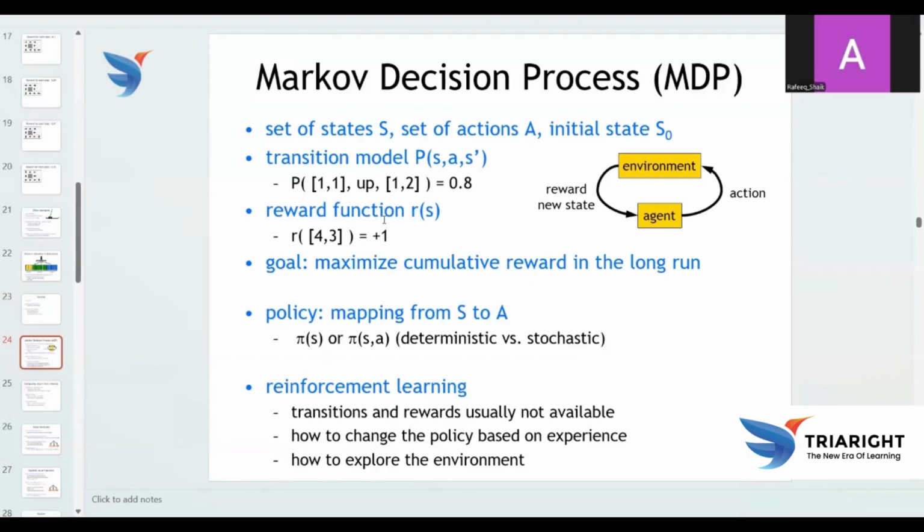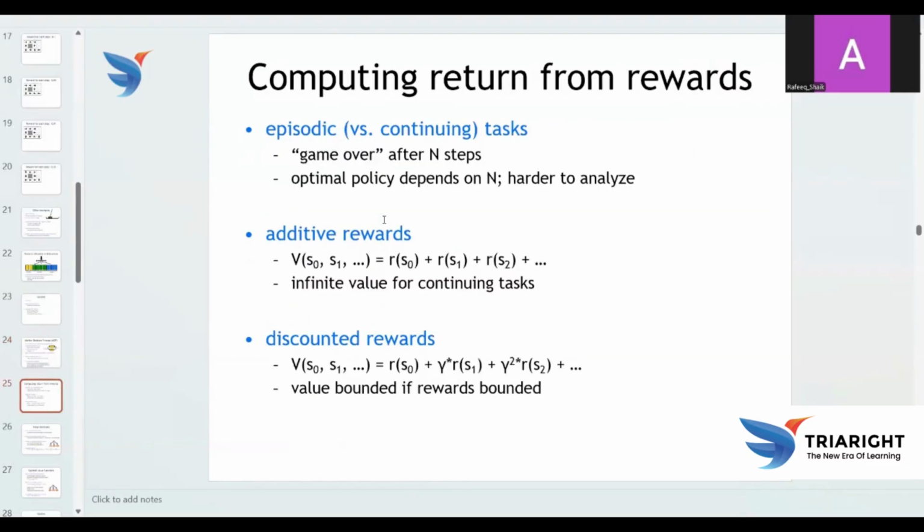So we see here the goal is to maximize reward, like how the system works. So now let's come to another topic: computing returns from the rewards.